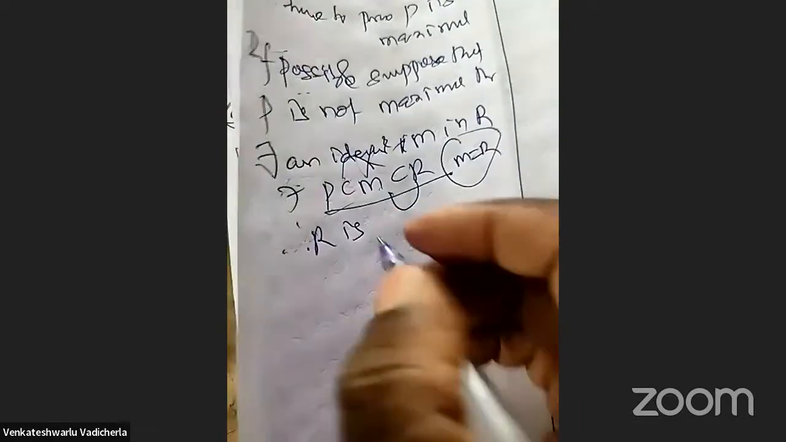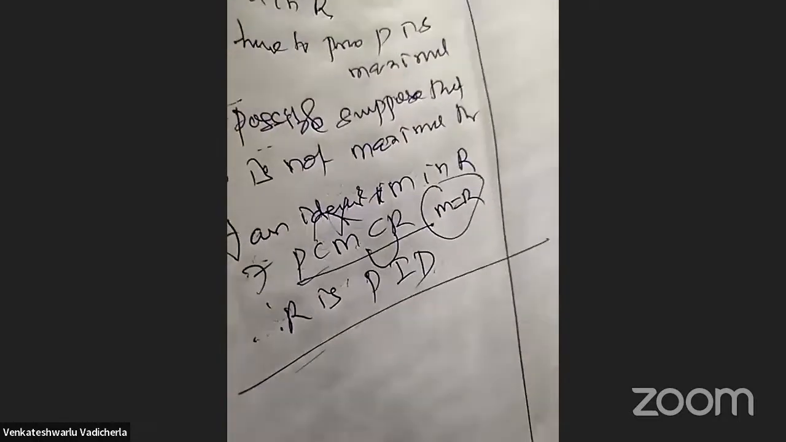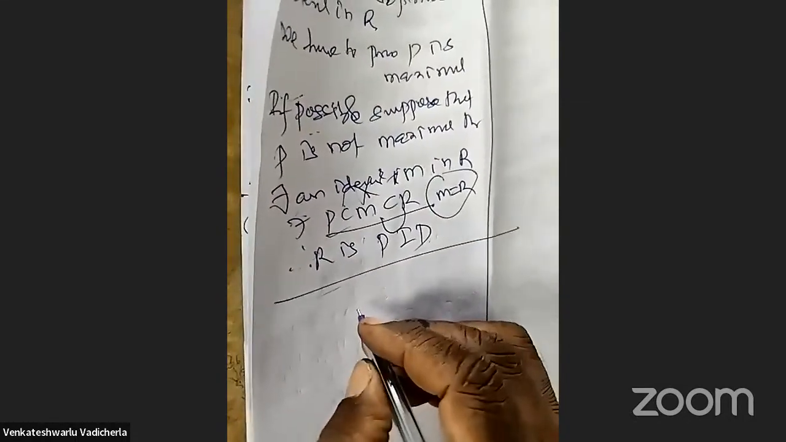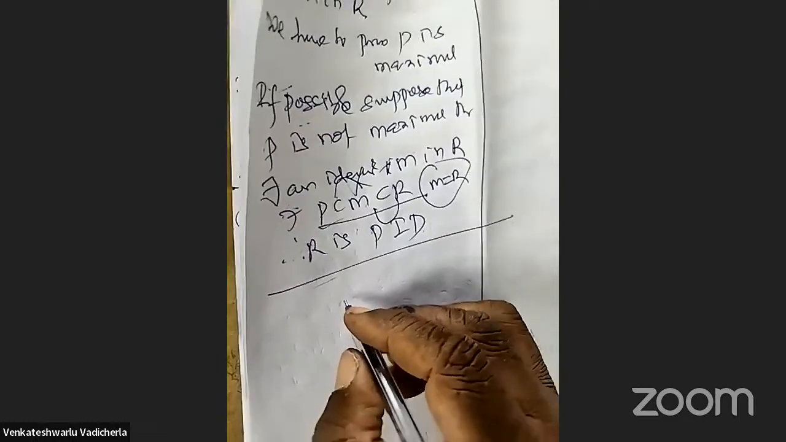M is maximal. R is a PID, a principal ideal domain. What is a PID? A ring in which all ideals are principal ideals is called a principal ideal ring. What is a principal ideal? R is a principal ideal ring with unity. Every ideal is a principal ideal. That is called a ring with unity.